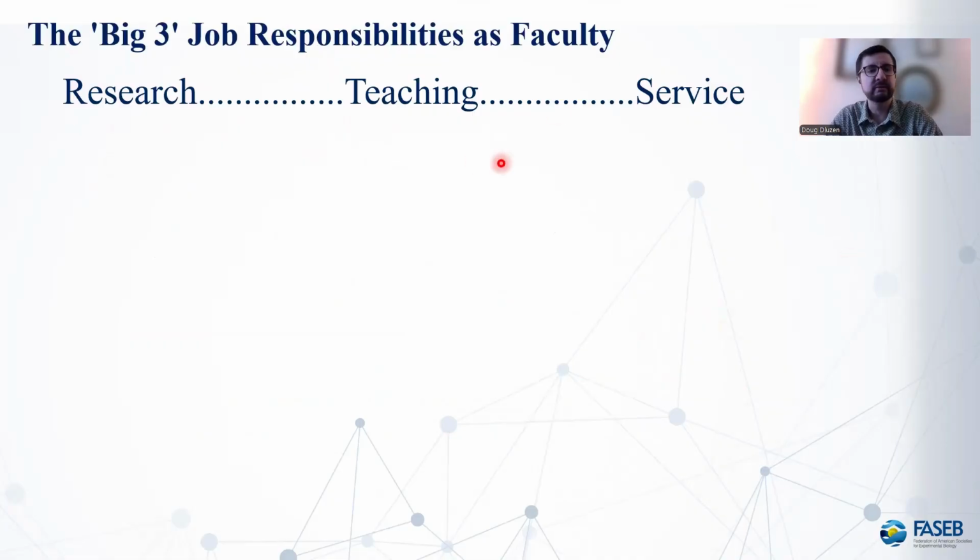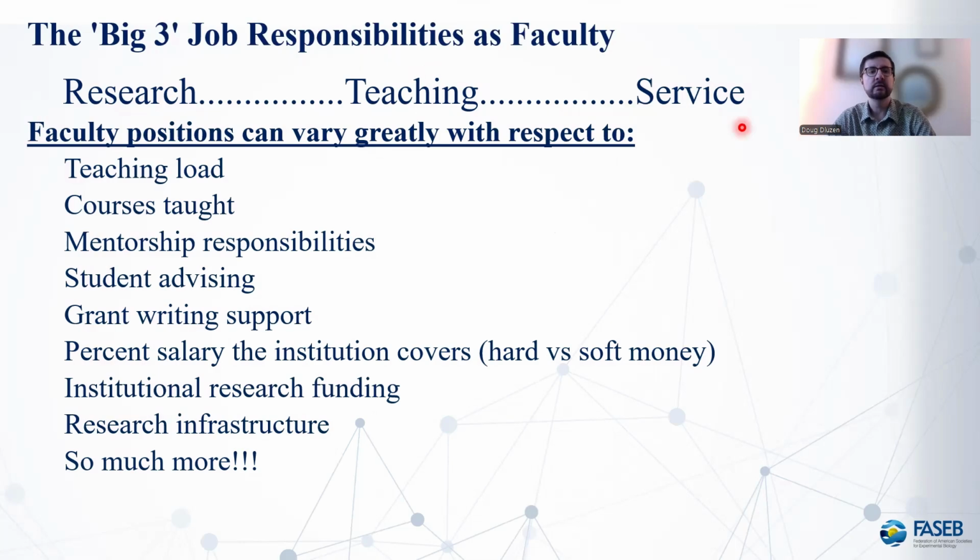The big three job responsibilities as a faculty member, no matter where you are, are generally bucketed into research responsibilities, teaching, and service. And the balance between what you're going to be responsible for can vary greatly with respect to a lot of these components. So teaching load, how much you're teaching, how often you're teaching, who you're teaching, your mentorship responsibilities in teaching, whether you're going to be advising students academically or not, certainly advising students that you bring on to do your research, how much grant writing you must do to bring in funding to fund your research, how much of your salary is covered by the institution.